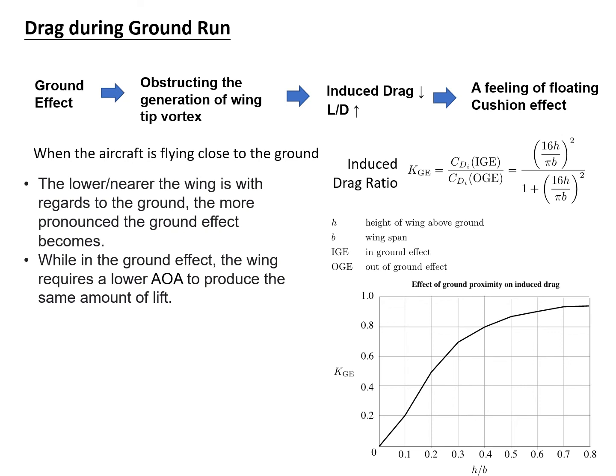And in the graph, we can see how kge changes with height. The height is changed from 0 to 80% of the span, and we can see kge increases and gets closer to 1 at 80% of the span height. And that means ground effect is significantly reduced. CDI in ground effect is closer to CDI out of ground effect.